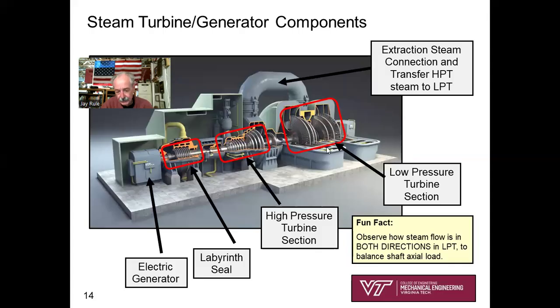Okay, and so this section right here is the low pressure turbine section, and it looks like a bow tie, doesn't it? The fun fact here is, see how the steam is admitted in the middle of the section. The steam is flowing in both directions in order to balance the axial load on the shaft. Because look at the huge size of those steam turbine blades in the low pressure section. So that's a pretty interesting thing to observe: the lower pressure sections often look like a bow tie in order to balance the axial load on the shaft.